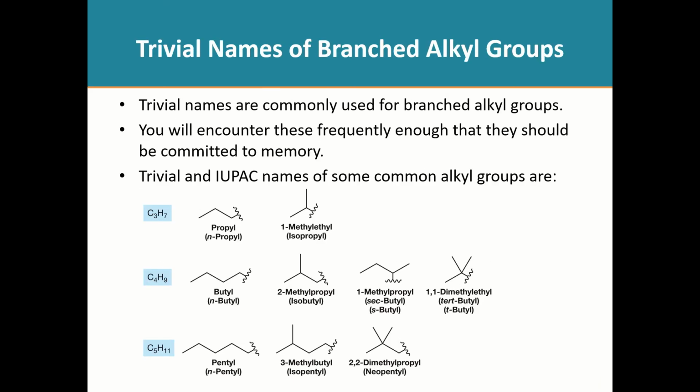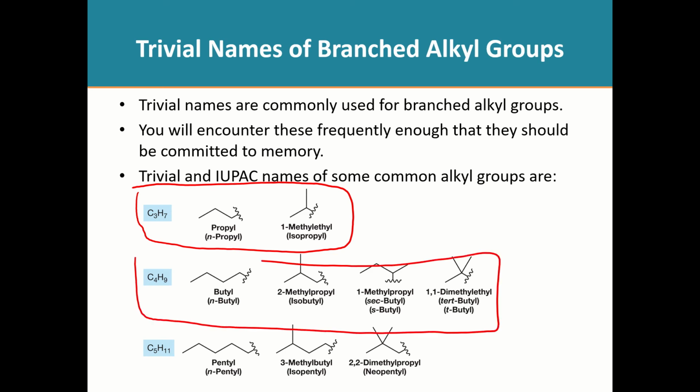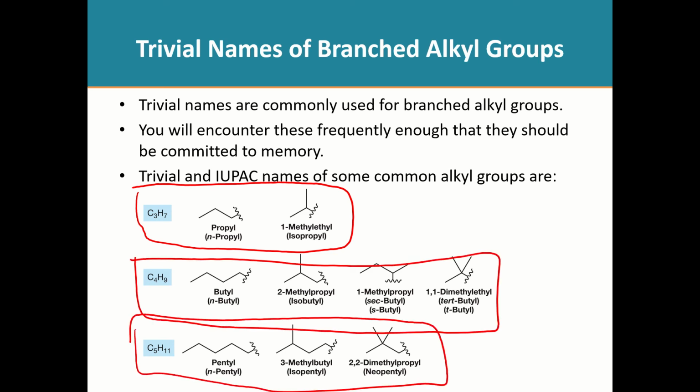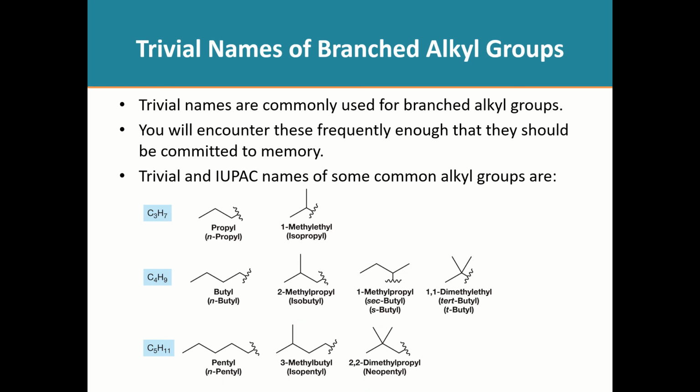We also, in the IUPAC names, have some trivial names that we use, and they're shown here. You can see that we have 4 different classes: classes with 3 carbons, 4, and 5. Okay. And with the 3 carbon group, we see we have a propyl.